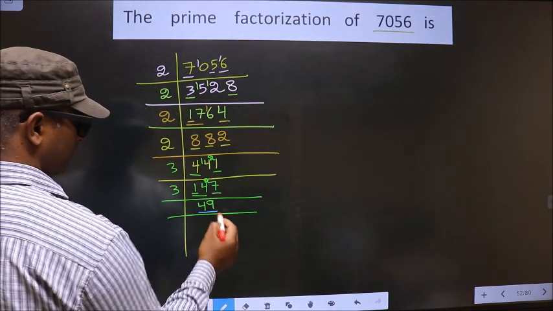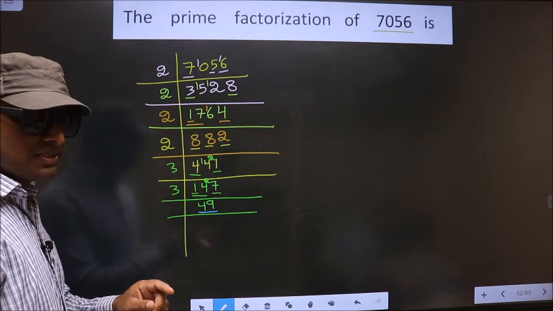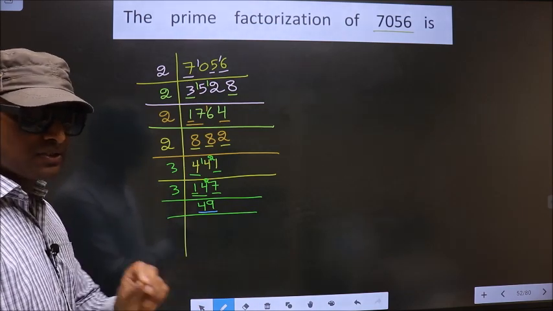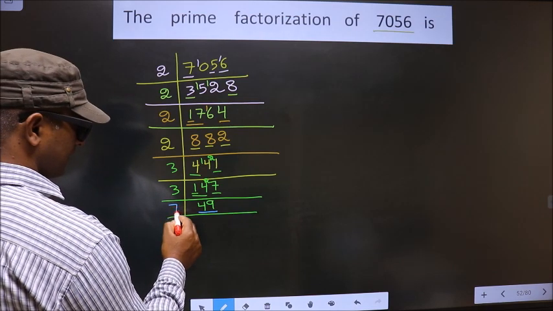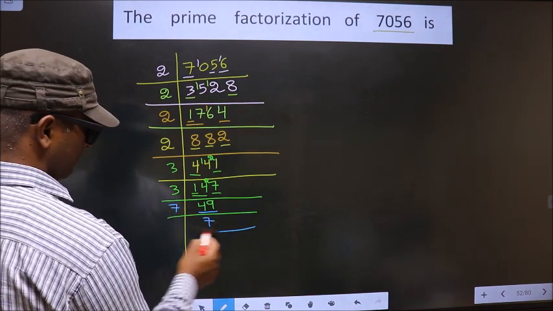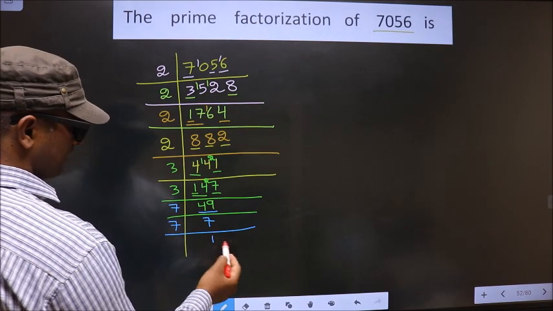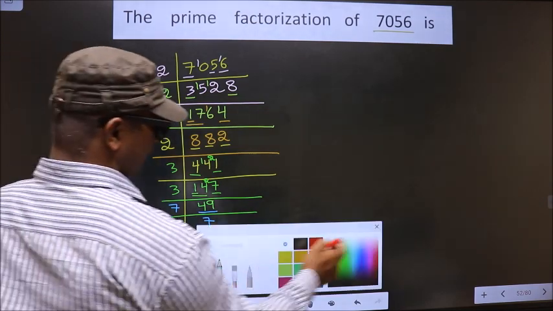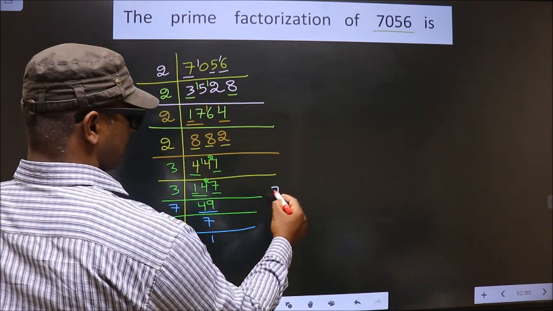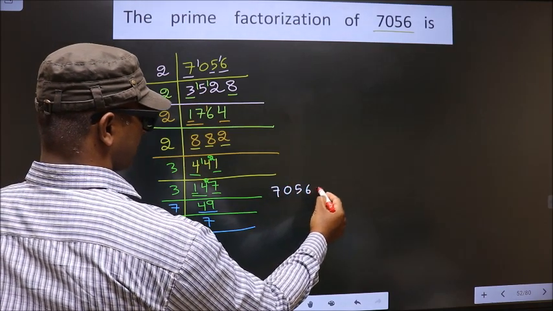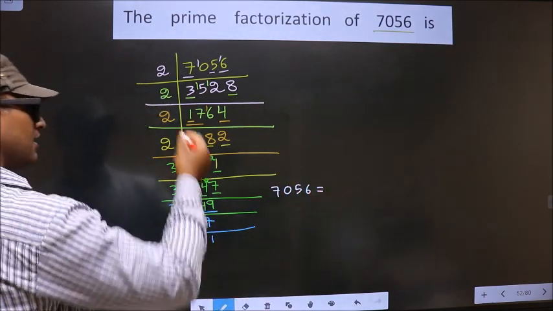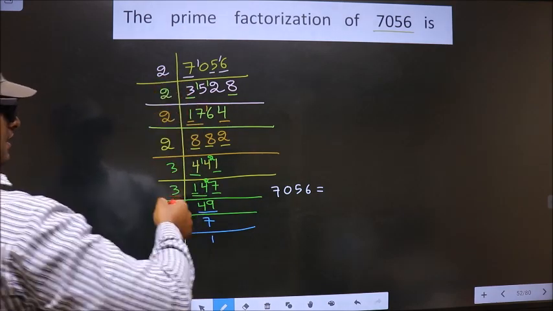Now here we have 49. Always remember, 7 square is 49. That is 7 sevens is 49. Now we got 7. 7 is a prime number, so we take 7 1s 7. So the prime factorization of 7056 is the product of these numbers.